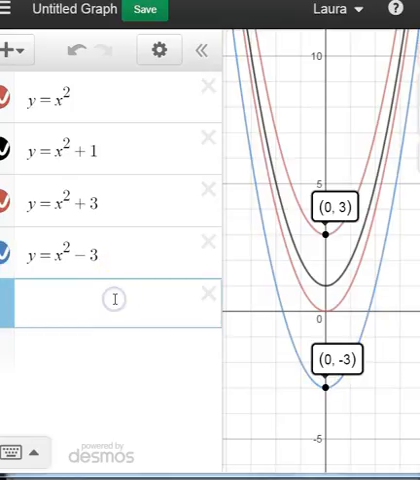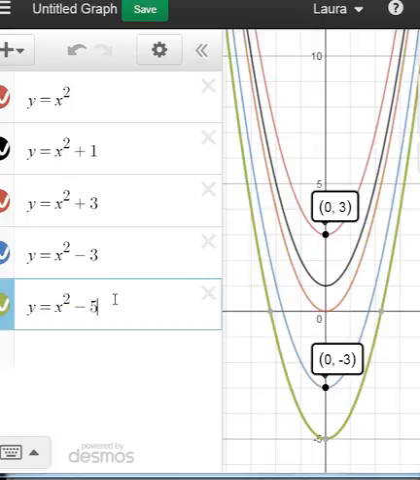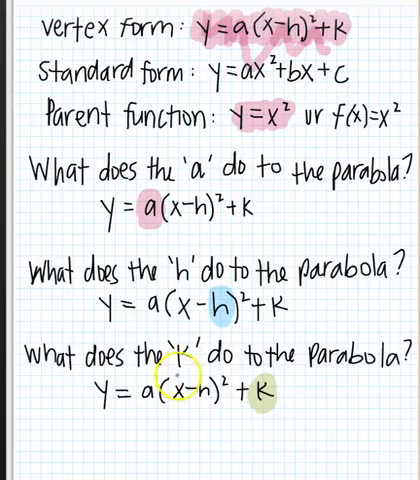Should we try one more, just so you unbelievers can become believers? Let's try minus 5. Look at that. Even though I made it a negative 5, the vertex is at 0, negative 5. Okay, so I want you to write me, what does the k do to the graph? How do you move the graph up, down, left, and right? What does the k do to the graph?